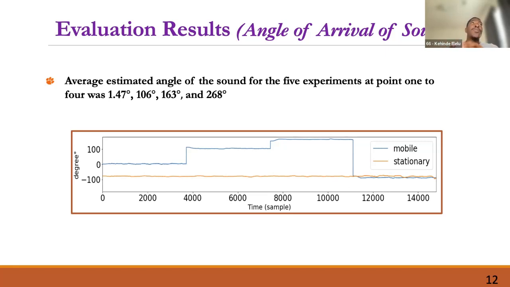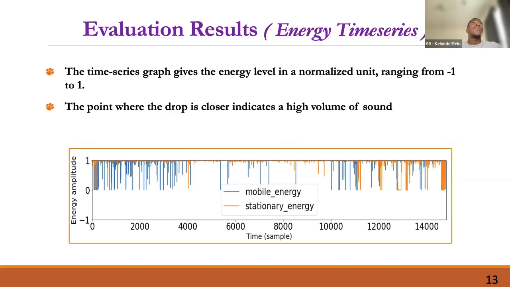The average for the first position is 1.47. For the second position it is 1.006. And for the third position, 163. This is the average value because when you are generating the sound, you are using a microphone array to determine the direction of arrival. I guess we can just go to the final results and talk more about that.